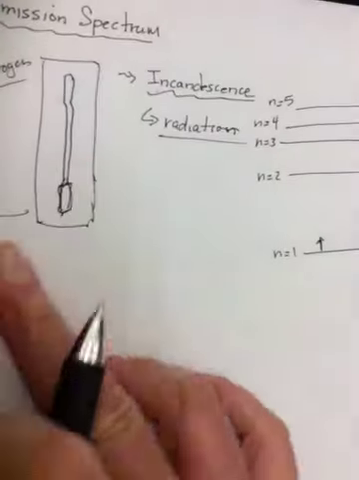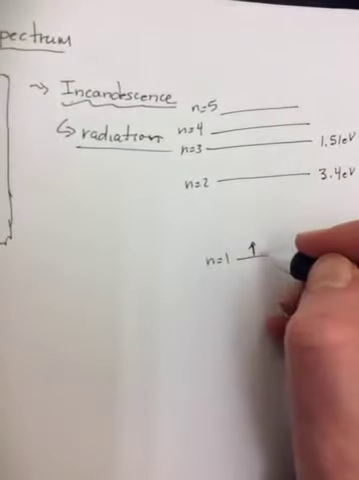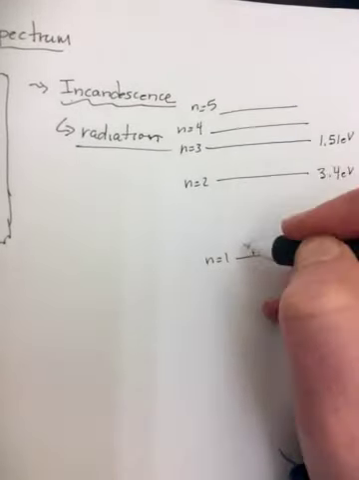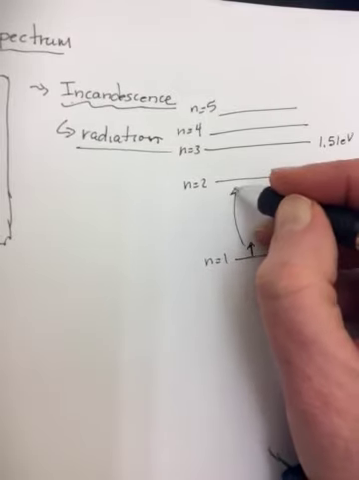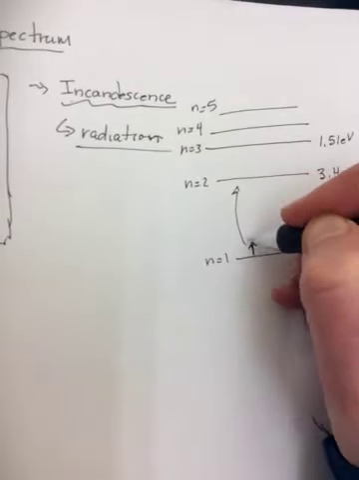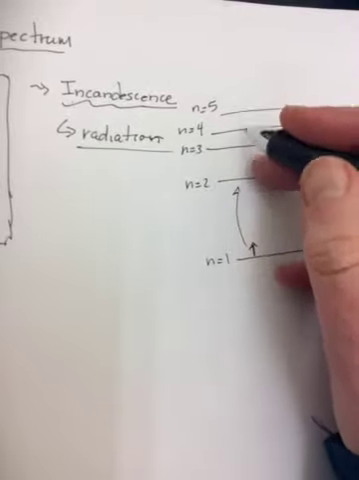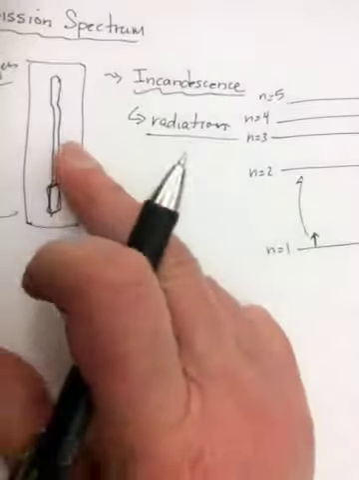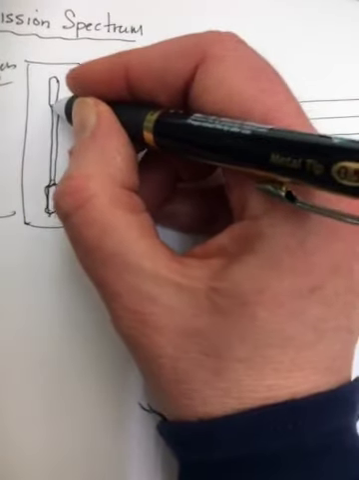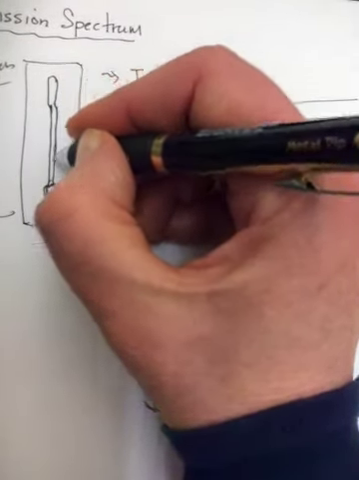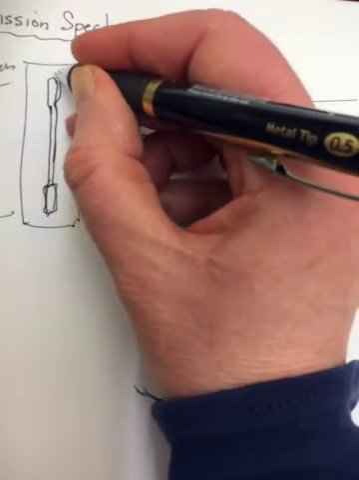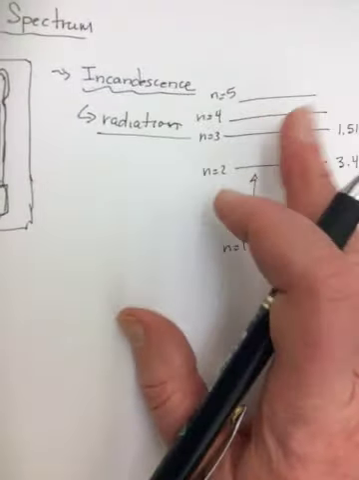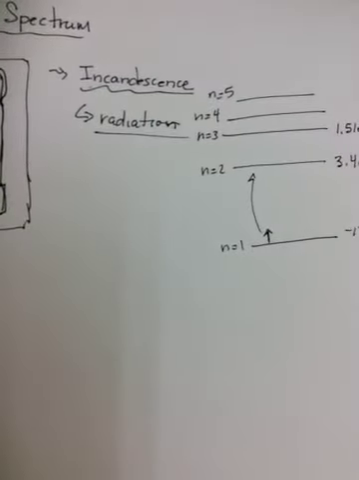When we heat hydrogen gas to the point of incandescence, what we're doing is all those hydrogen atoms, the electrons are getting excited. And in some of the atoms, it's jumping up to N equals 2. And in some of them, it's jumping up to N equals 3 and N equals 4, etc., etc. Okay, so that's what's happening when we run electrical current through the glass tube to heat it to the point of incandescence.